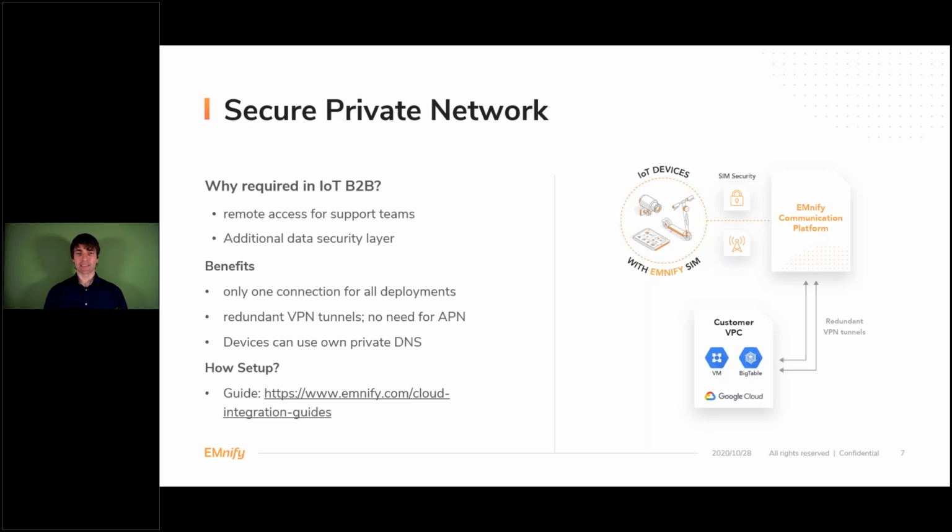All the VPN tunnels are also handled on our side in different cloud availability regions. So even if one of the regions is not available, it will switch over and you will still be able to securely send your data or access your devices. And one nice thing about this secure private network is also that you can use your own private DNS. Instead of using a public DNS service, which is another attack surface, you can also use a Google service, for example, to run your own DNS, and then the address resolution will just be on private IP addresses.